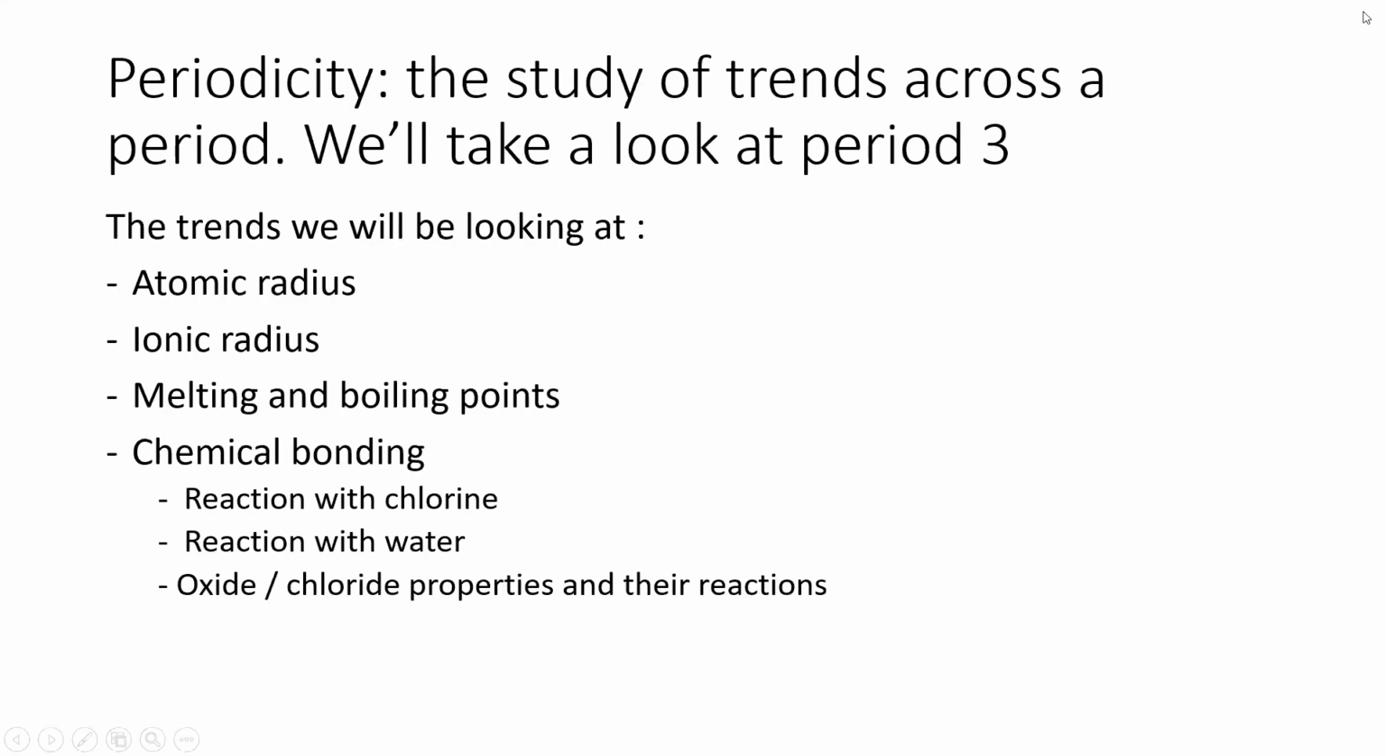Okay, periodicity is a study of trends across a period, and we take a look at period 3 for AS levels. And the trends we'll be looking at are atomic radius, ionic radius, melting and boiling points, chemical bonding, which consists of reactions with chlorine, reactions with water, oxide and chloride properties, and their reactions.